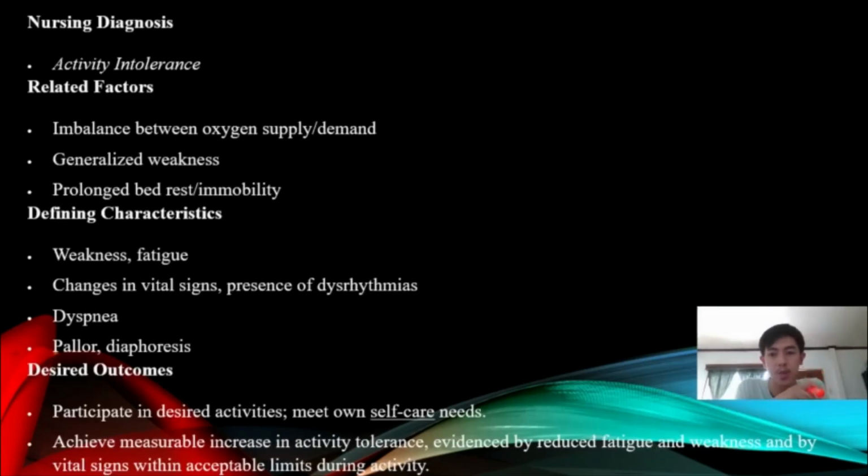Another nursing diagnosis would be activity intolerance. Its related factors include imbalances between oxygen supply and demand, generalized weakness, prolonged bed rest, and immobility, and the defining characteristics would be weakness, fatigue, changes in vital signs, presence of dysrhythmias, dyspnea, pallor, and diaphoresis. Our desired outcomes for this would include to participate in desired activities, meet own self-care needs, and achieve measurable increase in activity tolerance evidenced by reduced fatigue and weakness and vital signs within acceptable limits during activity.